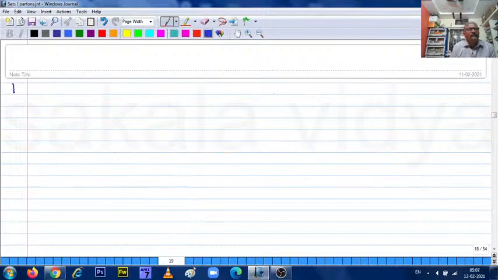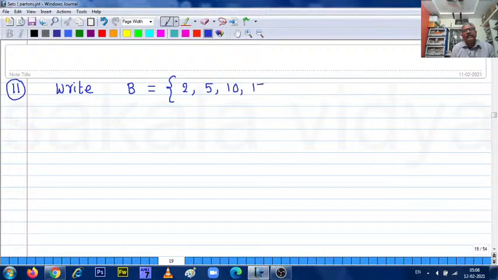Okay, 11th question. Write or express, B equals 2, 5, 10, 17 into set builder form.